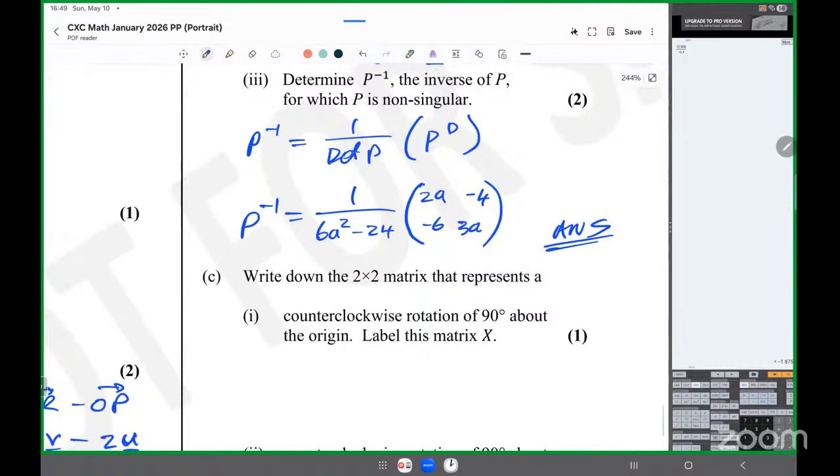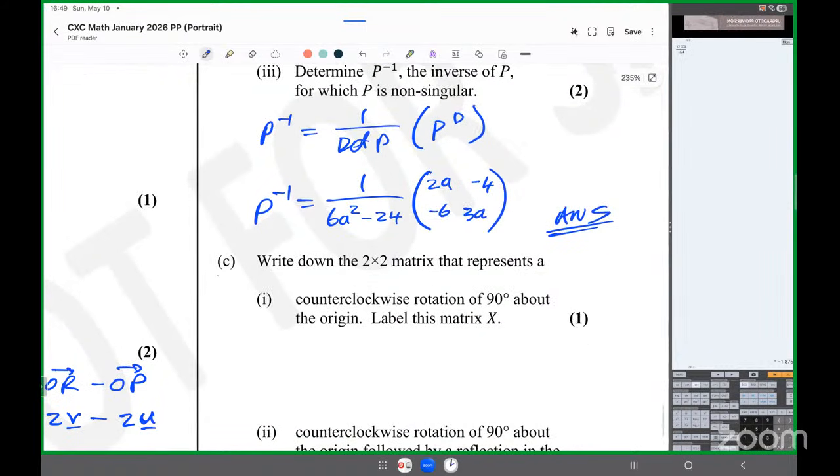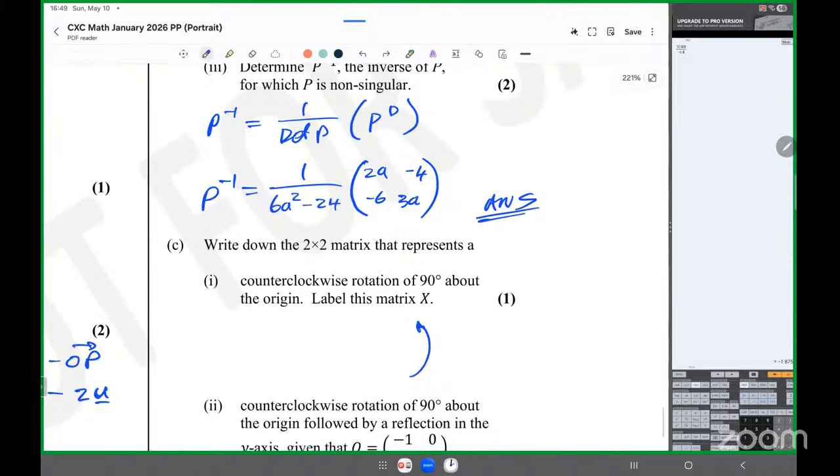Next one down is us. It's a right on 2 by 2 matrix that will represent a counterclockwise 90 degree rotation about the origin. This question, some questions give it to you, some expect you to just know it. It's an anti-clockwise 90 degree rotation matrix about the origin. This means that the negative 1 is at the top. See it here? The negative 1 is up here, so at the top.